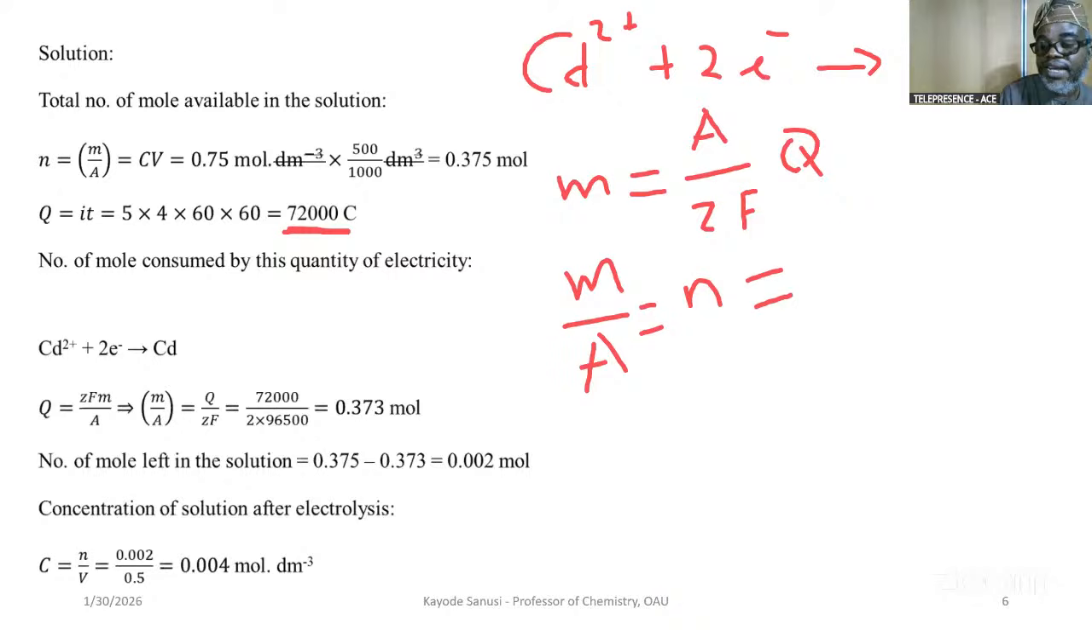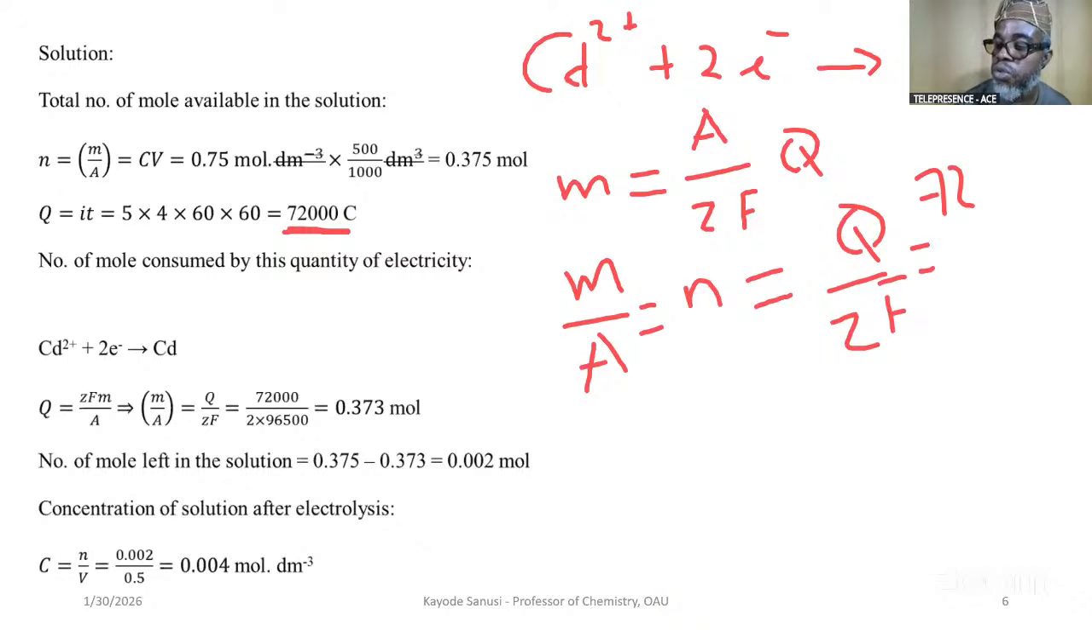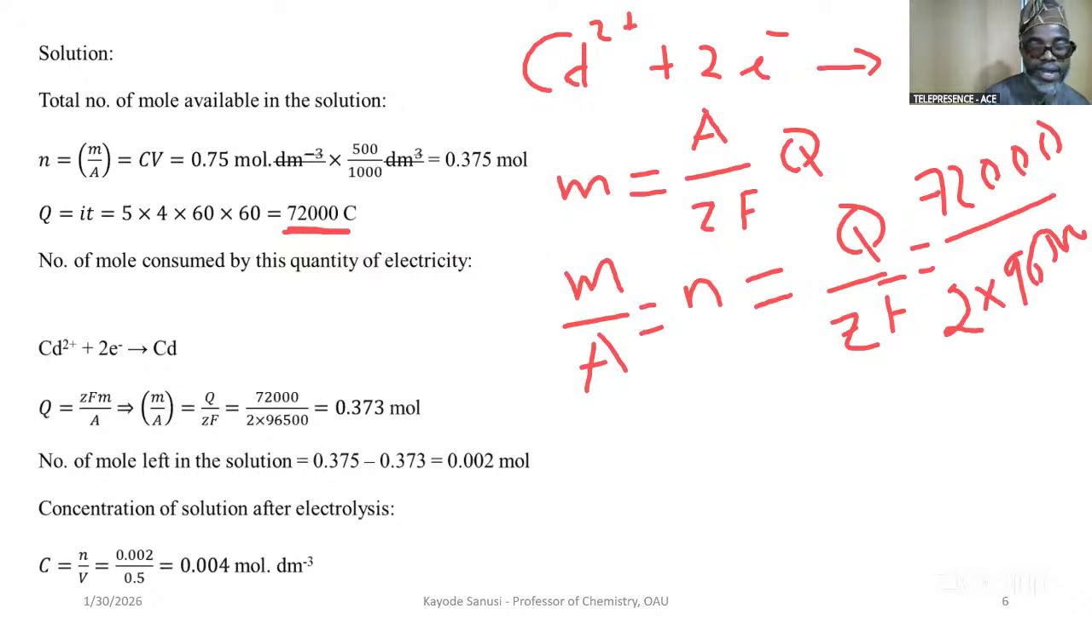So the number of mole can be obtained using the relationship Q over ZF. Q is 72,000 coulomb, Z is 2, and Faraday is 96,500. If you put that in, you get 0.373 mole. That is the number of mole of cadmium that have been deposited during the 4-hour electrolytic process.